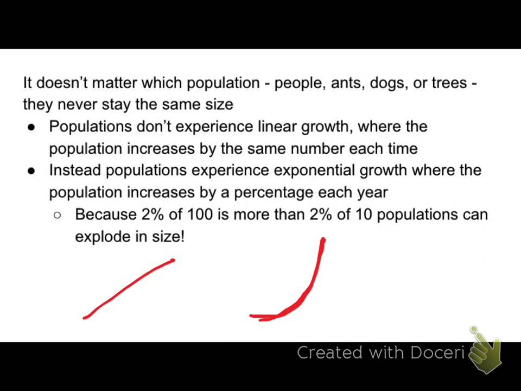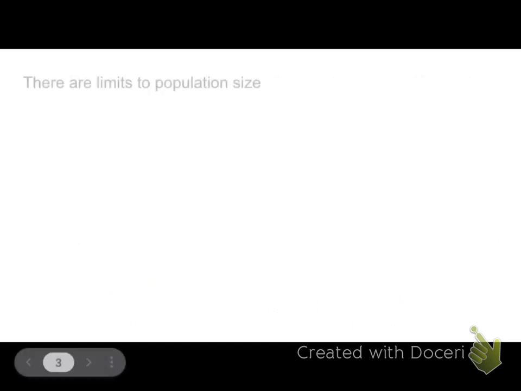But you're going to notice that most of the time, the graphs for population growth don't wind up looking like this. They wind up looking like this, where they explode and then they reach a certain limit and they stop exploding. The population stops going up. And that is because we're going to learn of several things, but there is only a certain amount of organisms that can survive in an ecosystem. There are limits to population size.